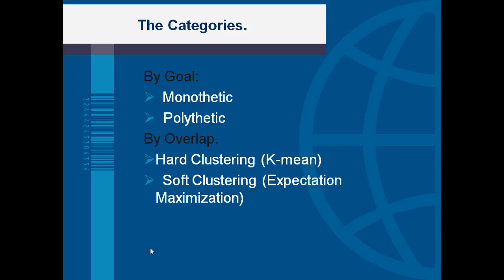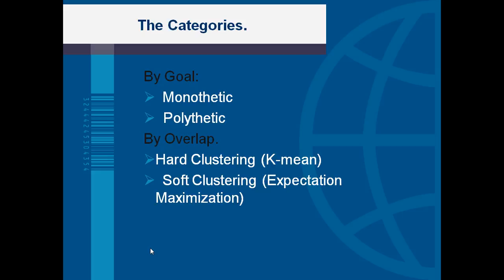Clusters can be classified in multiple ways. They can be grouped as monothetic and polythetic on the basis of their goal. They are almost the same except for one characteristic. Monothetic cluster members have some common property. However, polythetic cluster members are similar to each other.